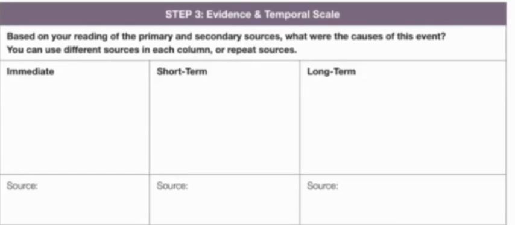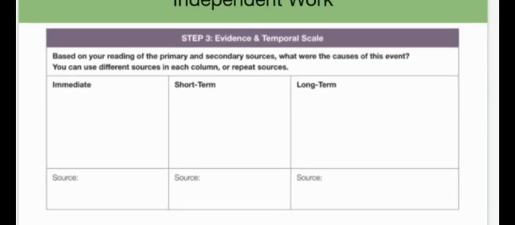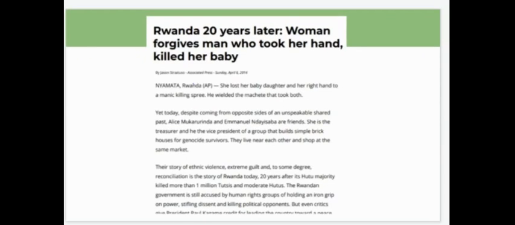So based on our reading, we're going to have a primary source here. What's the cause of the event? And you could technically do this with a bunch of different sources. We're going to model with one source, which is the article that we looked at last time, Rwanda 20 years later, woman who forgives man who took her hand and killed her baby.